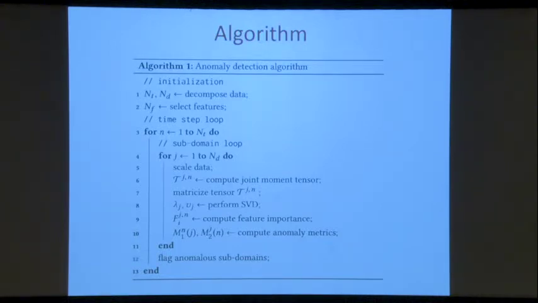And so basically we decompose the data into the various domain decompositions. We select the features, and then over a time loop, we scale the data, and we compute the joint moment tensor. We matricize the tensor, perform the singular value decomposition to get the eigenvectors and the eigenvalues, and then we compute the feature moment metric, as I just described, and using the Hellinger distance. And so we just repeat that and use that to flag anomalous subdomains.